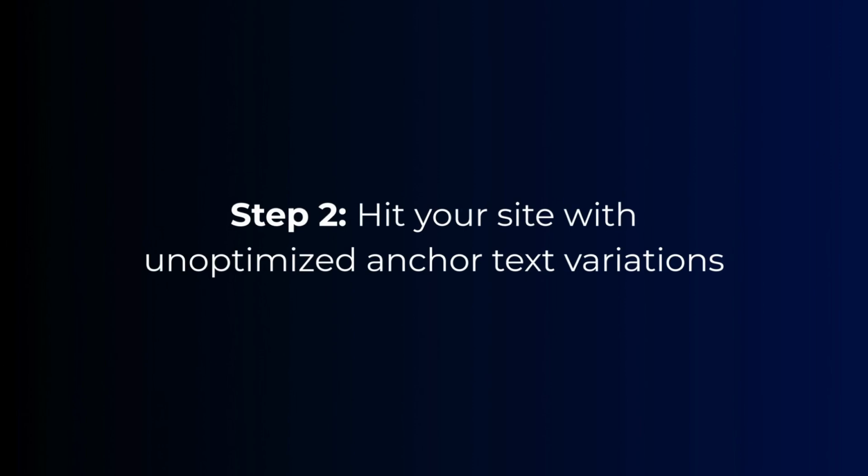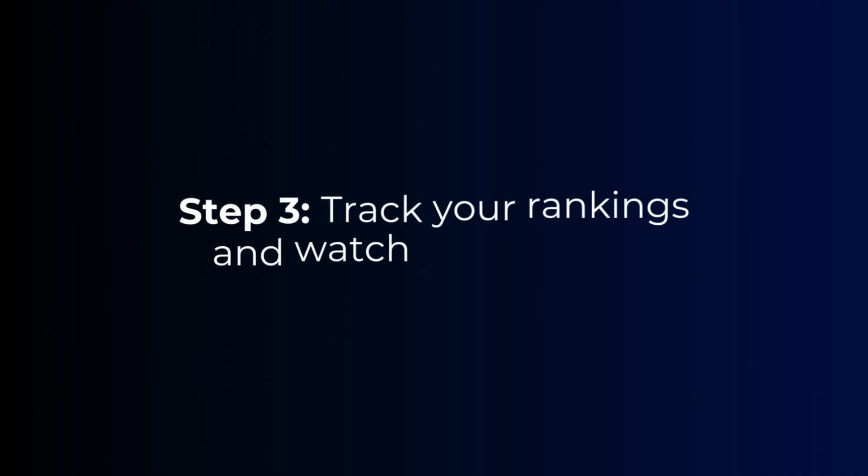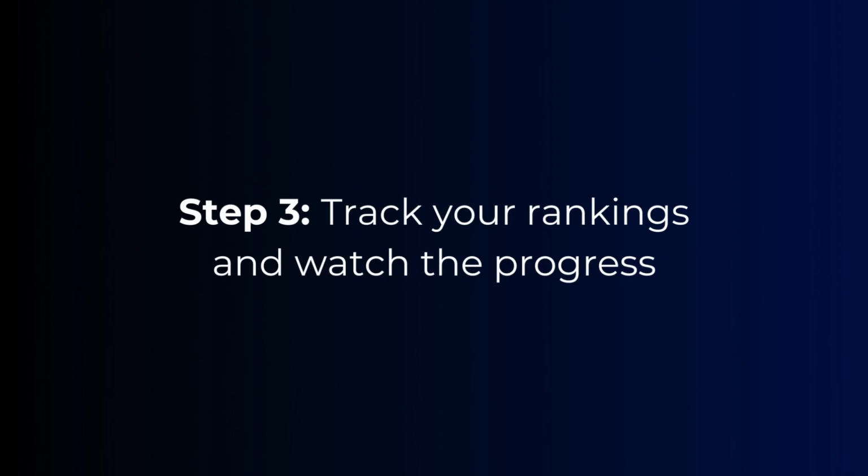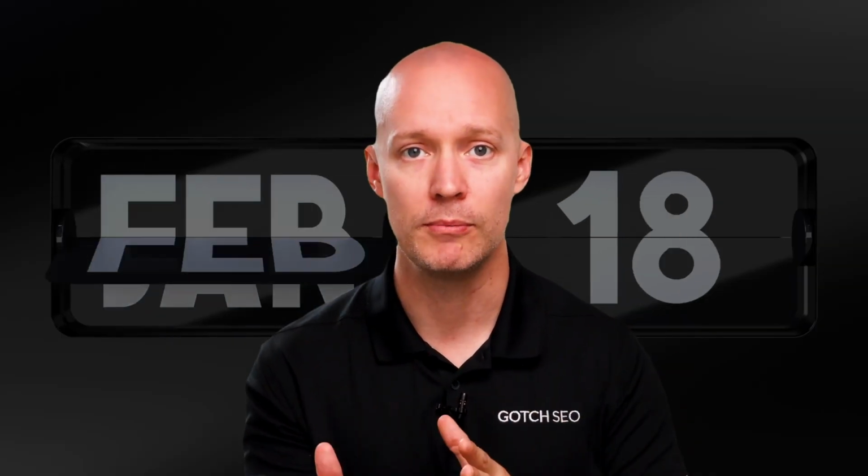And now the next step is step number two, hit your site with unoptimized anchor text variations. So use branded, naked link, generic, and keyword variations at this stage. And now step three is track your rankings and watch the progress. You can get a decent read on your performance within 1 to 3 months. And if your page isn't moving, then you need to reassess.